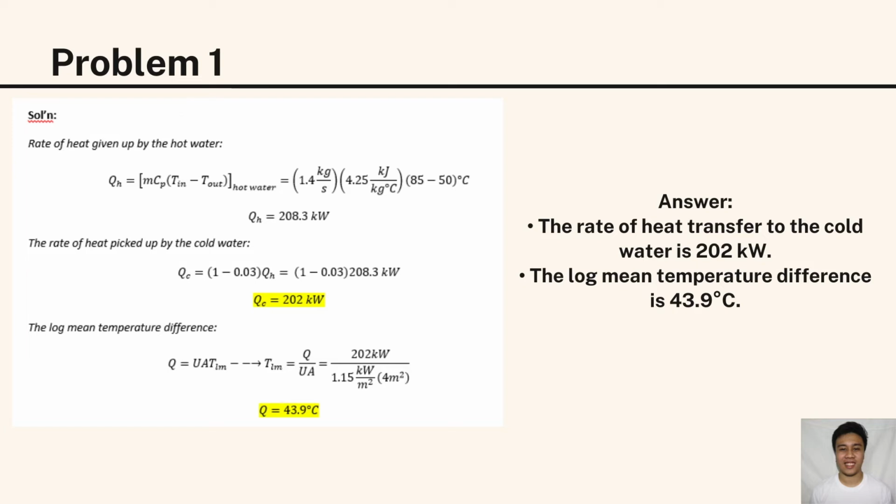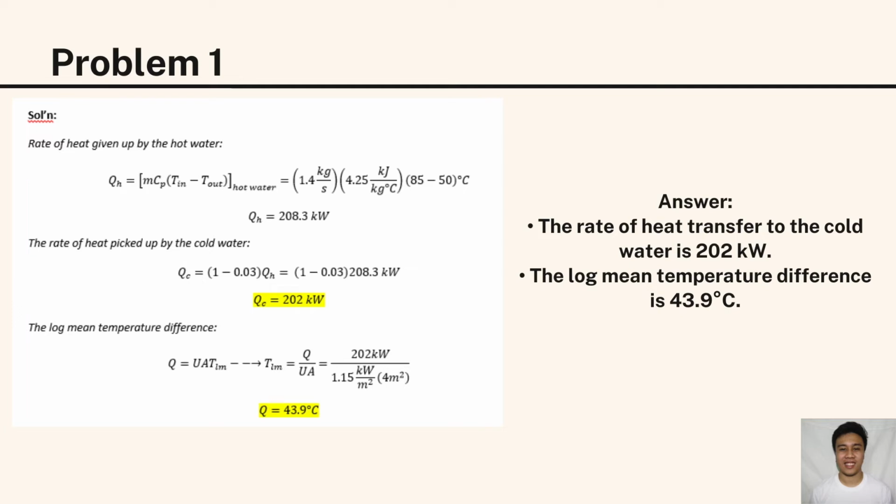So first, we are going to solve the rate of heat given up by the hot water. The solution we are going to use is Q equals mCp delta T, where delta T is equal to temperature in minus temperature out of the hot water, which is equal to 1.4 kilograms per second times 4.25 kilojoules per kilogram degrees Celsius times 85 minus 50 degrees Celsius. So the rate of heat given up by the hot water is equal to 208.3 kilowatts or kilojoules per second.